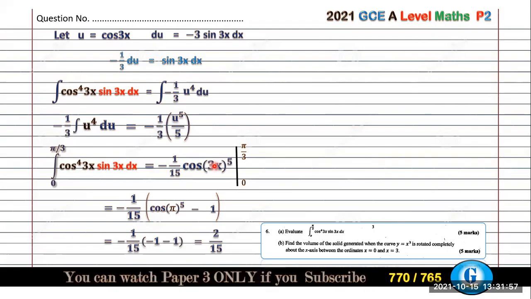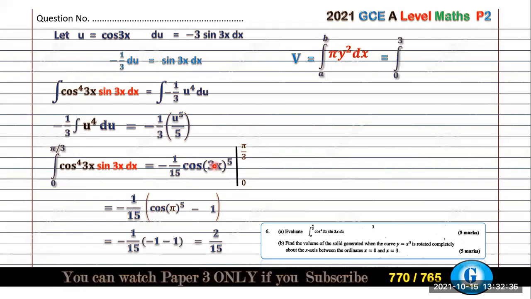Now let us find the volume of the solid generated when this curve y equals x cubed is rotated completely about the x-axis between the ordinates x equals 0 and x equals 3. So this volume is defined as the integral from a to b of pi y squared dx. This is the integral we are looking for, the volume of solid of revolution about the x-axis. Our a here is equal to 0 and our b is equal to 3. Our y is x to the power 3, right?